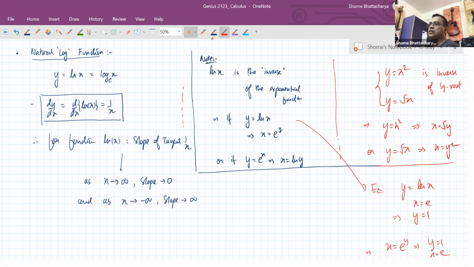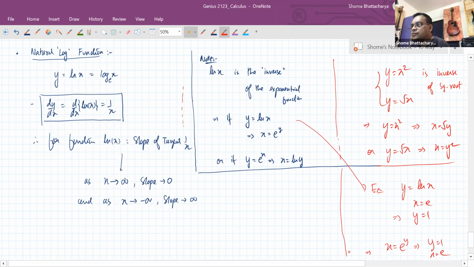Yes, Nishchay, you have a doubt? Sir, here you have written as x tends to minus infinity, slope tends to infinity. How is this possible? 1 by minus infinity will tend to 0. I'll demonstrate how that is possible. Oh, sorry, it's not minus infinity, as x tends to 0. Yes, as x tends to 0. So please make a correction here. This was not minus infinity. This is supposed to be 0. So it's clear now, Nishchay? Yes. Okay.